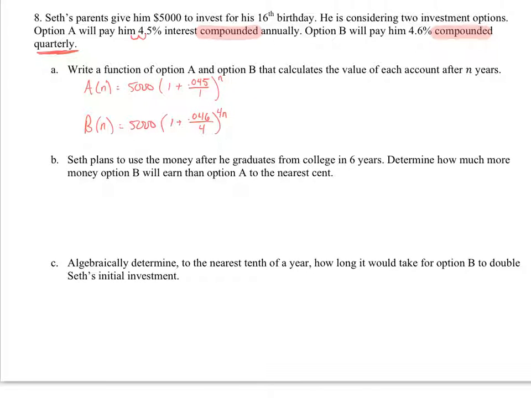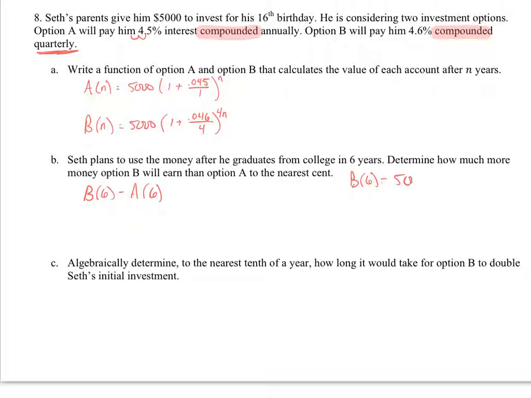Now, B asks, Seth plans to use the money after he graduates from college in 6 years. So what he wants to know is, which one should he go with? How much more money is option B going to earn him over that 6-year period of time? So the problem we're going to solve is, what is B of 6 minus A of 6? Now, in order to do that, we've got to find B of 6 and A of 6. So let's do B of 6.